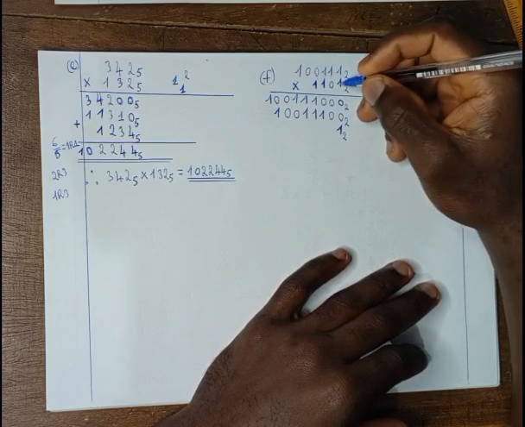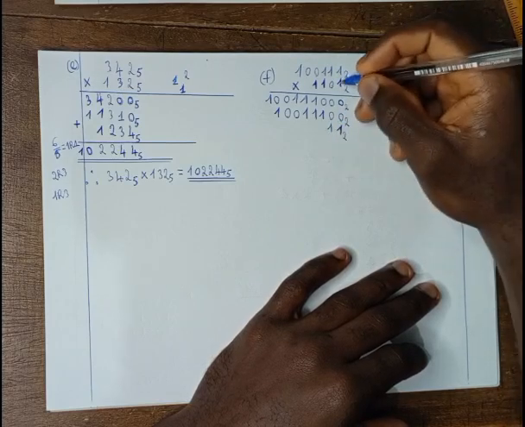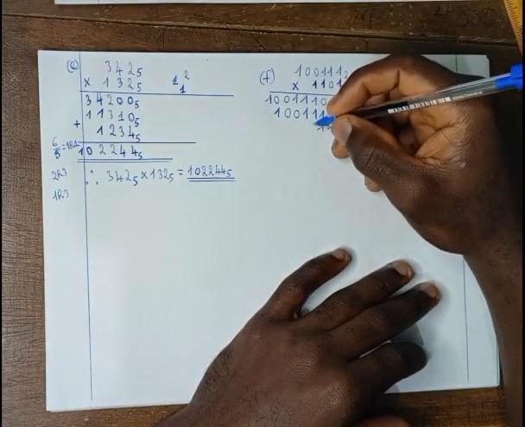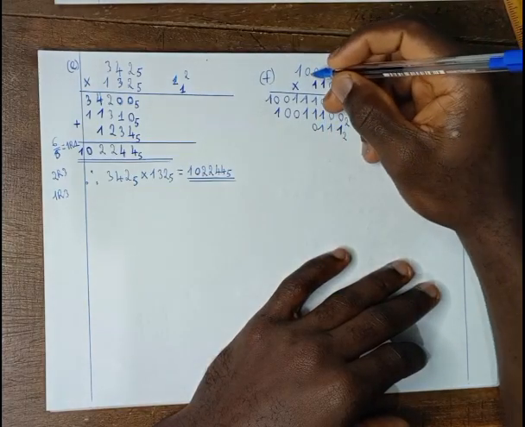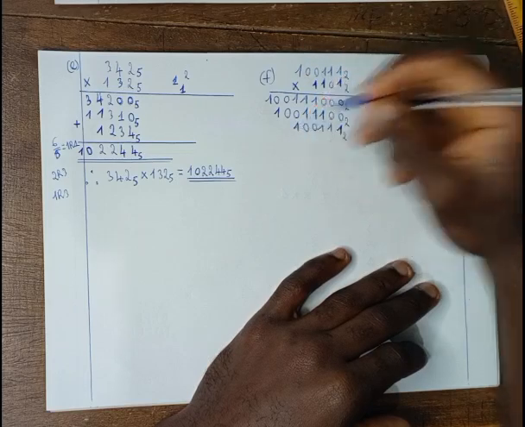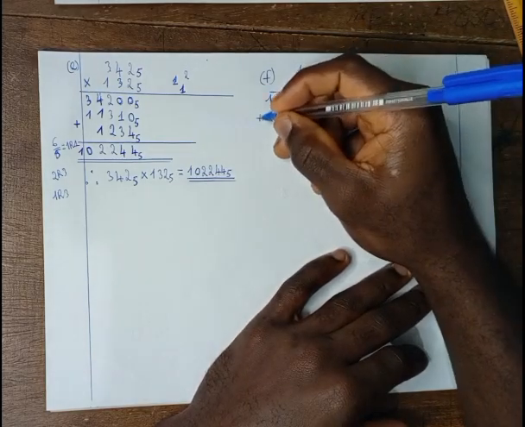We are going to write it here, 1. We bring down the base. 1 times 1, 1. 1 times 1, 1. 1 times 0 is 0. 1 times 0 is 0. 1 times 1 is 1. Then we add.